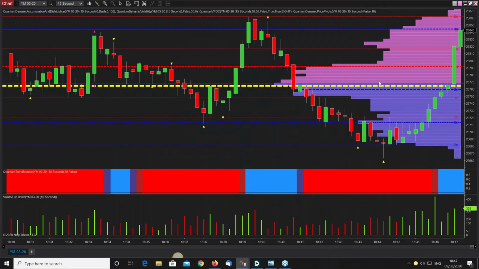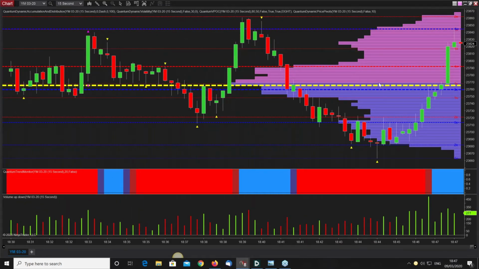I love the 15-second chart. Again, it may not be everyone's cup of tea, but it just gives me an instant heads up on what is coming up at me. If I'm scalping on 1, 2, 3, 4 minute time frames, it just gives me a very, very quick visual of what is going on, really as close as I want to be to the market. 15 seconds is pretty close.